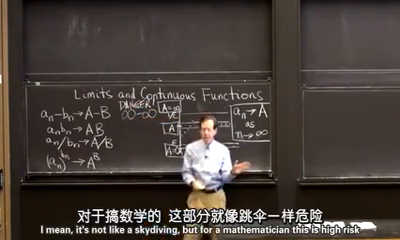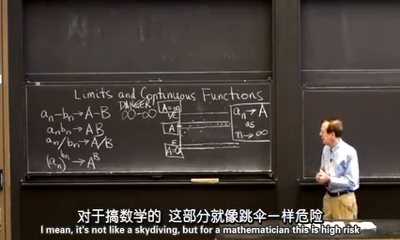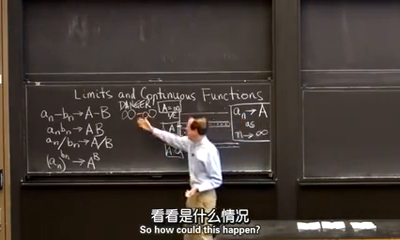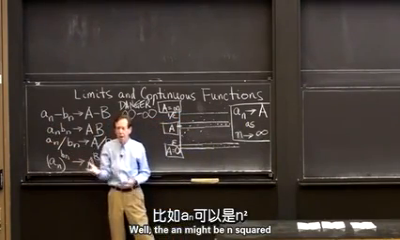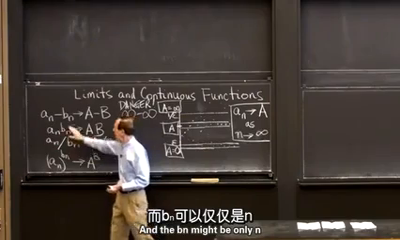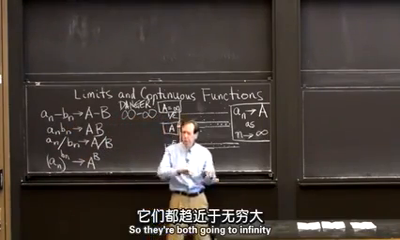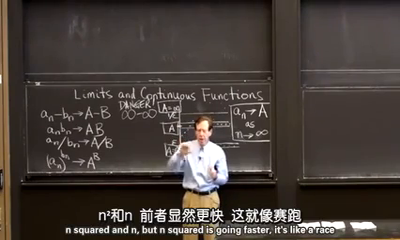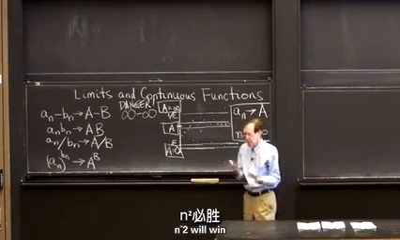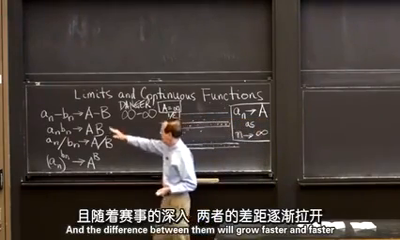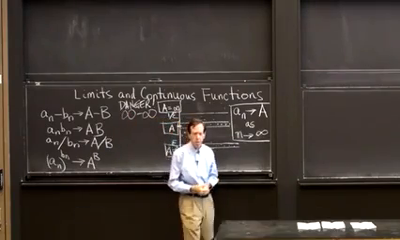I mean, it's not like skydiving, but for a mathematician, this is high risk. Okay, so how could this happen? Well, the a_n might be n squared, and the b_n might be only n. Right? So they're both going to infinity, n squared and n, but n squared is going faster. It's like a race. N squared will win, and the difference between them will actually grow faster and faster.